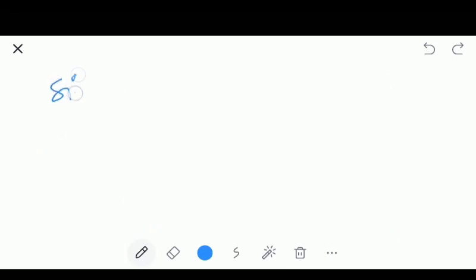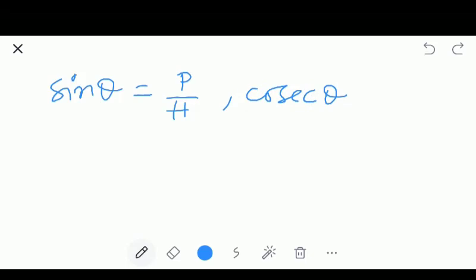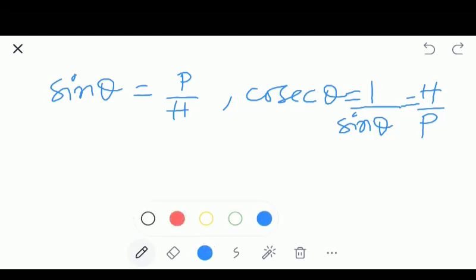So, sine of theta, we have got the ratio as perpendicular by hypotenuse. Now there is a reverse ratio of sine theta, that is known as cosec theta. Cosec theta is the reverse ratio of sine theta. So we can write it as cosec theta is equal to 1 by sine theta, and that should be equal to hypotenuse by perpendicular, right?